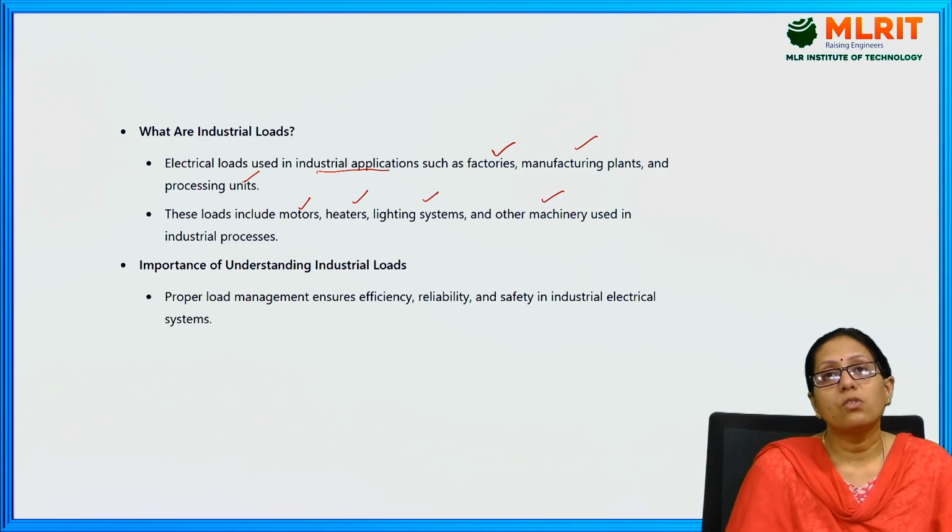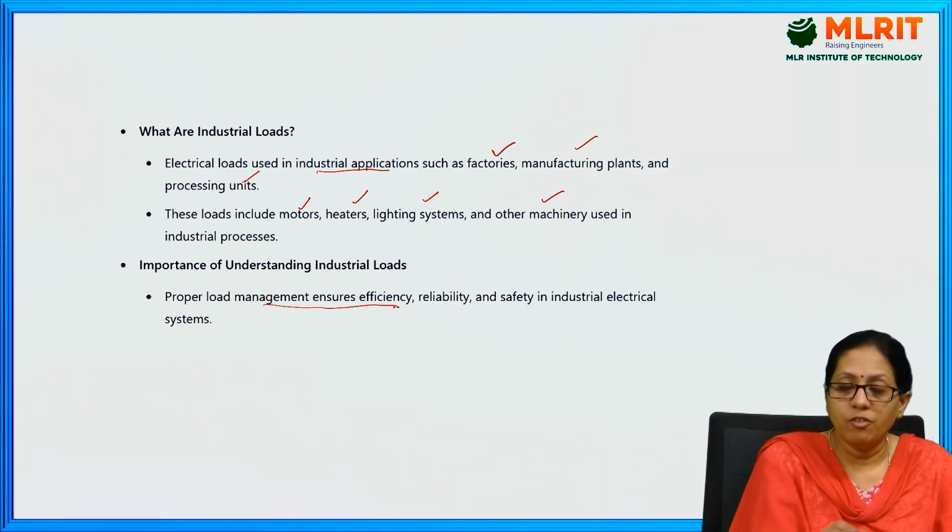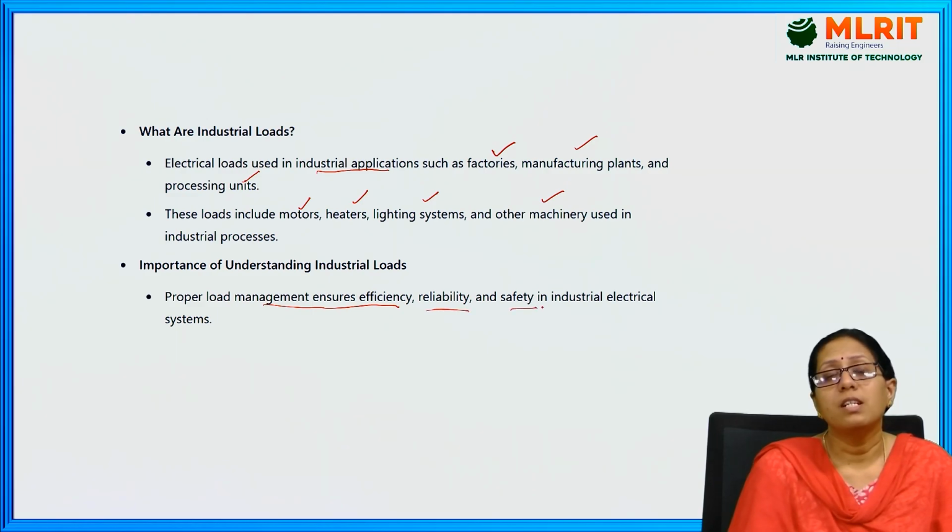And importance of understanding the industrial loads. Proper load ensures the efficiency, reliability, safety in industrial electrical systems. The industrial loads may be more or less or may be stable. That is, they may be variable, they may be fixed based on the time. So the transformers or the substations should be connected to these industries or factories based on the load capacity of these different types of loads like motors, heaters, machineries and lighting systems.